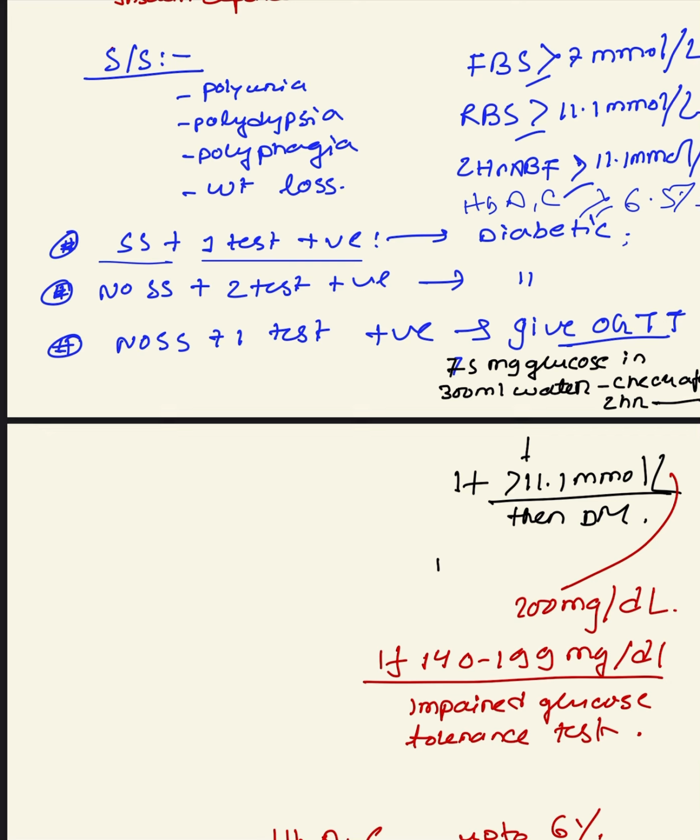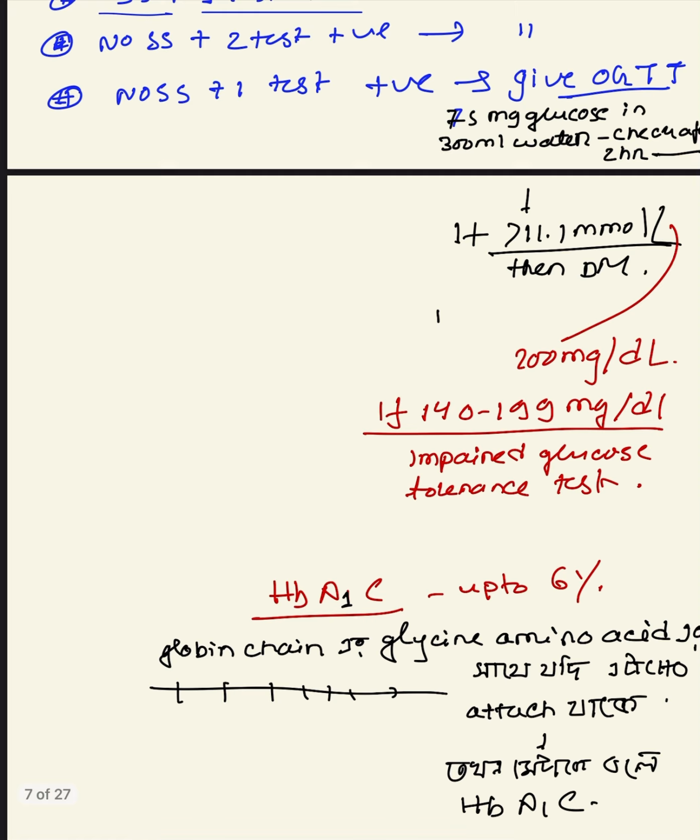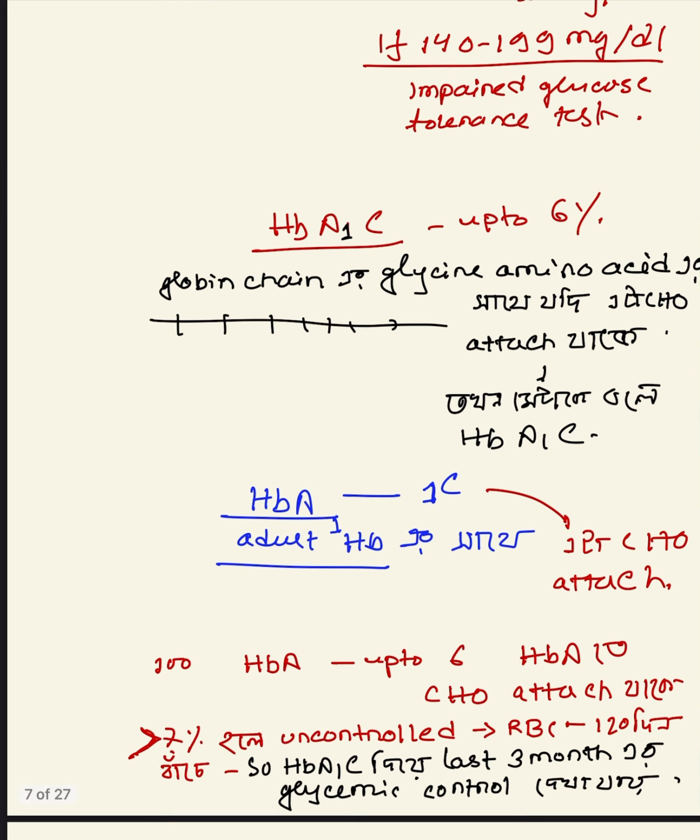If it is 11.1 millimole per liter, then we can consider he may have diabetes. And if it comes within 140 to 199 milligram per deciliter, then we call it impaired glucose tolerance. And another one is HbA1c, that is HbA is adult hemoglobin, and C here is carbohydrate, 1 is 1.